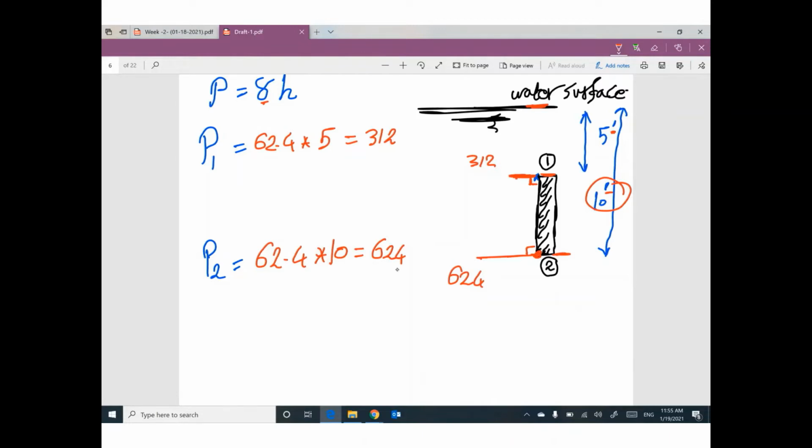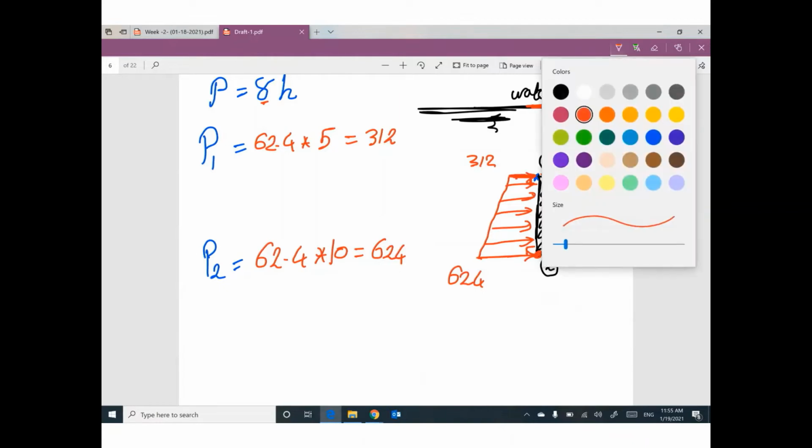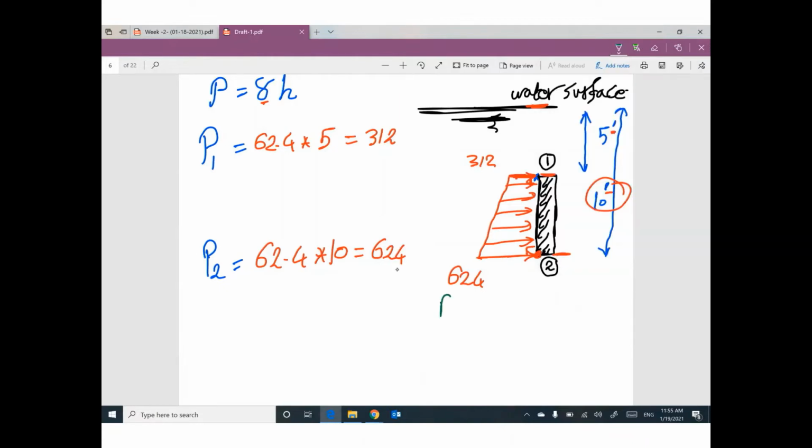If you connect this shape and this shape, you can draw something that looks like a trapezoid. Like this. So this is the shape of the pressure distribution. If you would like to get the equivalent force for this pressure, you can get the area of this trapezoid. That makes sense?